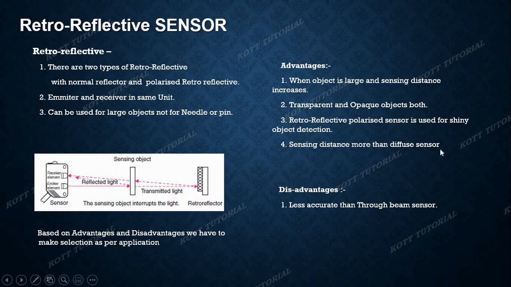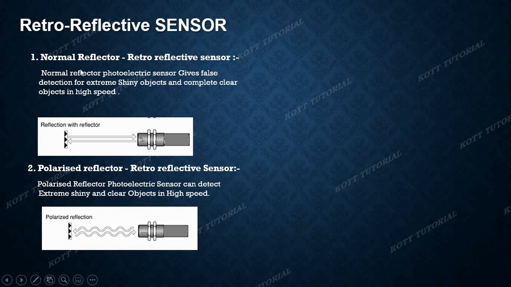Sensing range is more than the diffuse sensor. Yes, the retroreflective sensor has a sensing range higher than the diffuse sensor but less than the through beam sensor. We will learn about the through beam sensor further, but for now we just have to know that it is less than the through beam sensor but greater than the diffuse sensor. See over here, there is the difference between the normal reflector and a polarized reflector. The normal reflector is used when we do not have a shiny object, and a polarized reflector is used when we have a shiny object for detection.